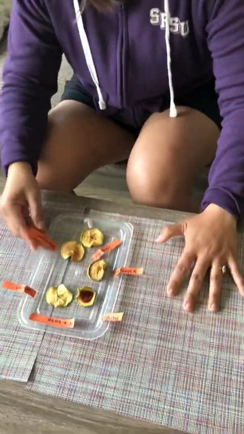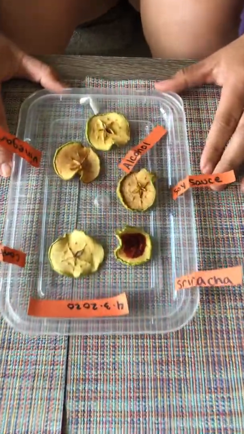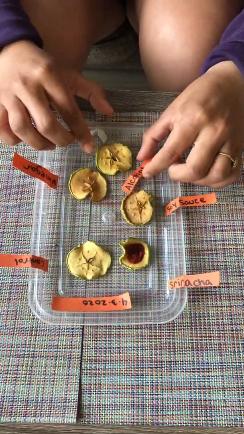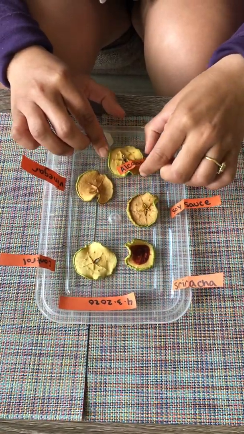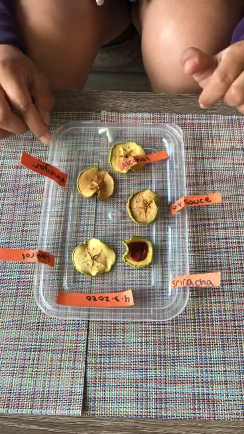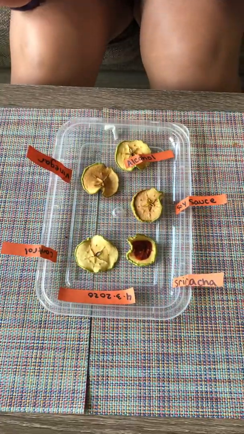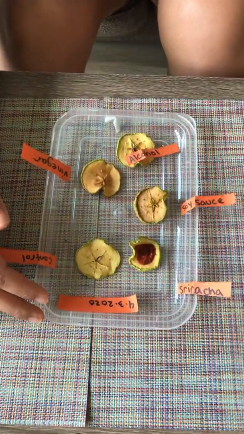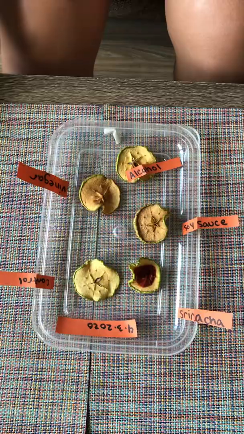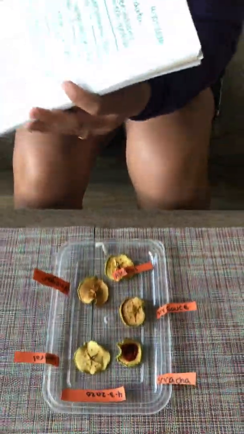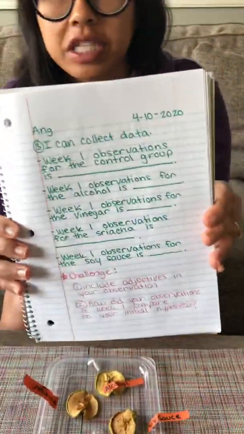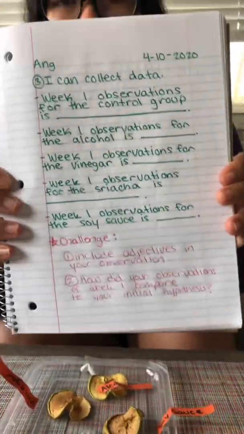So, you can take a look at that. This is the alcohol, vinegar, soy sauce, sriracha, and the control group from last week when we set it up on April 3rd. And today's learning target is going to be, I can collect data.